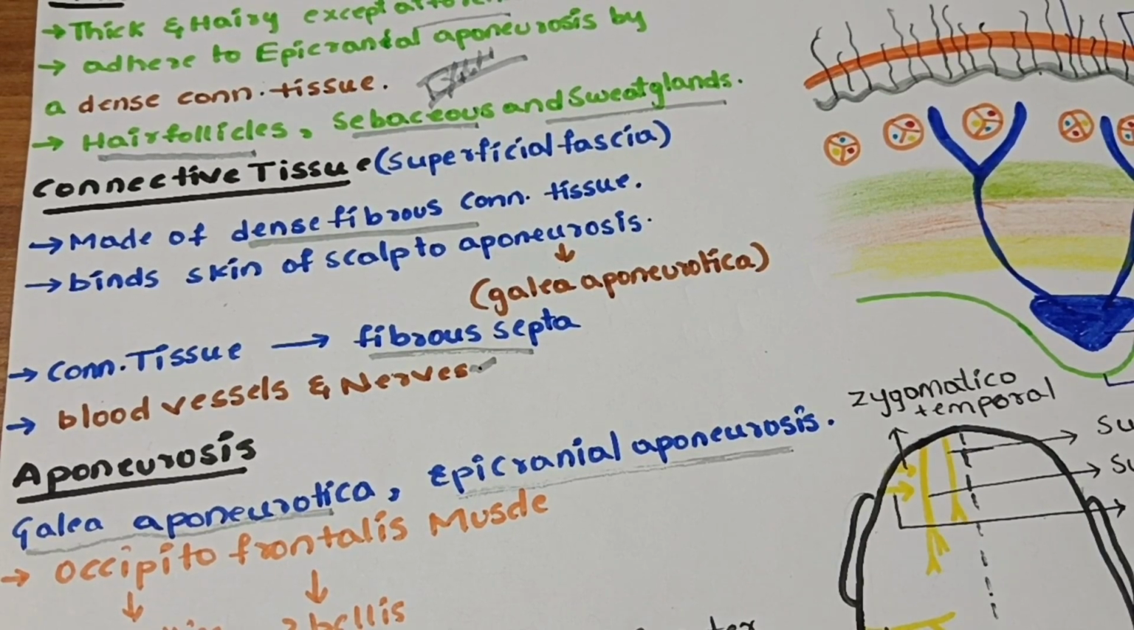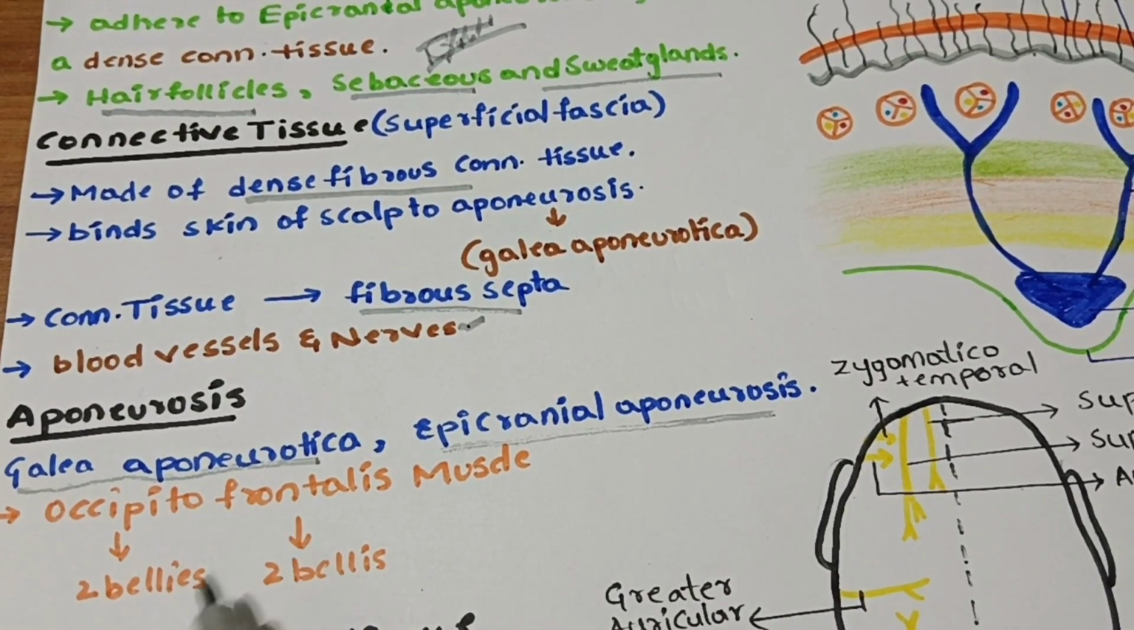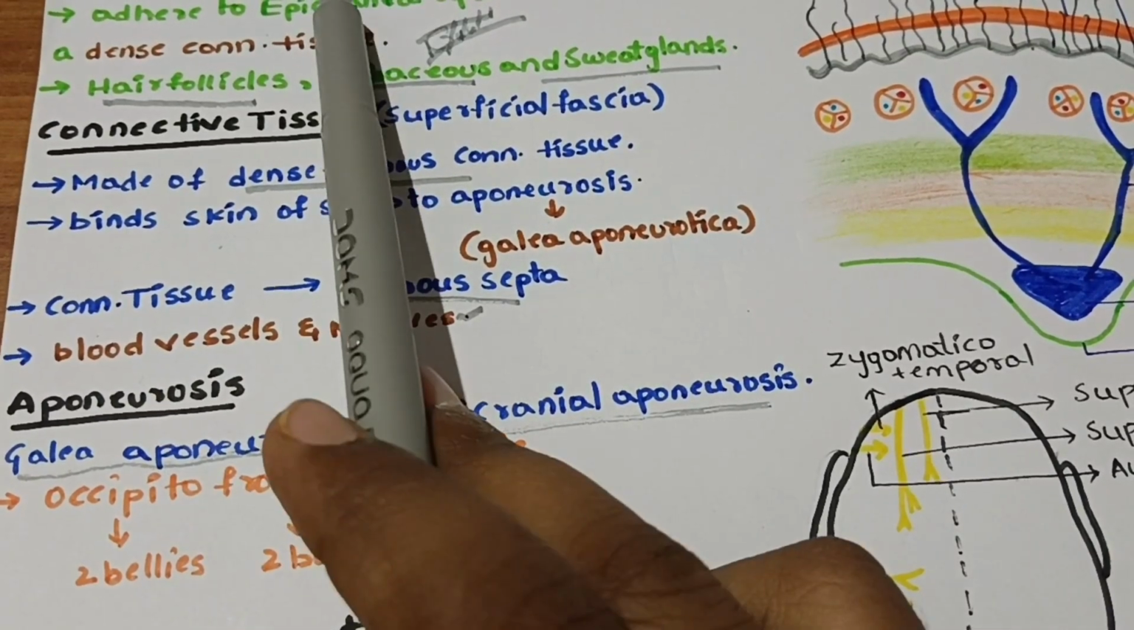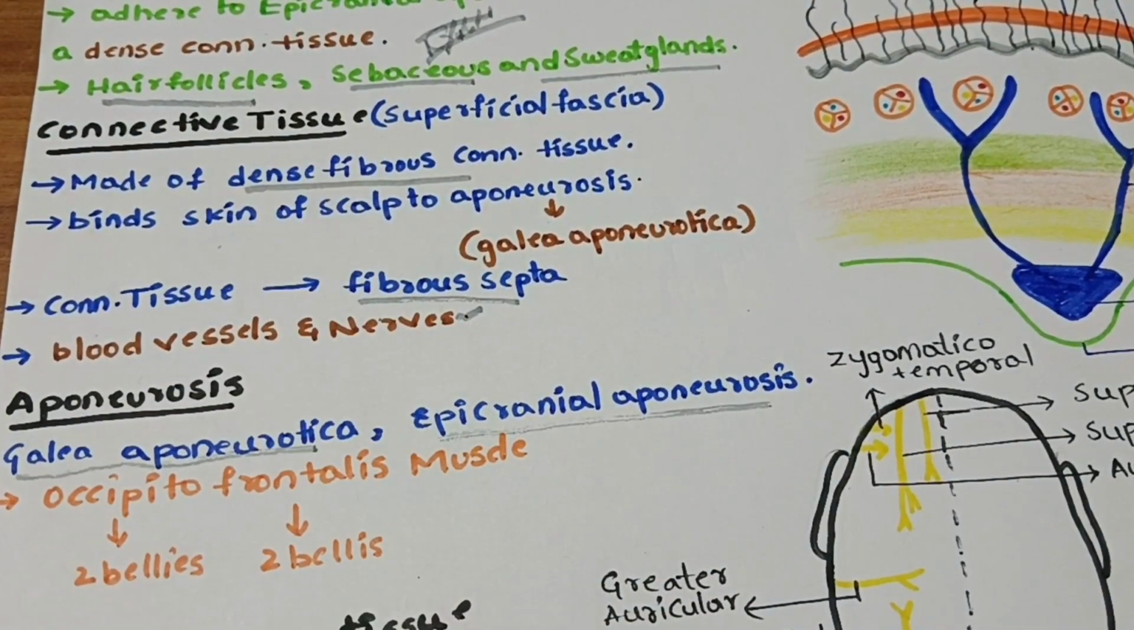From where does the aponeurosis form? It is from a muscle known as occipitofrontalis, which extends from the occiput to the frontal region. The occipital part has two bellies and the frontal part has two bellies. These bellies are supplied by branches of the facial nerve: the occipital by the post-auricular branch and the frontalis by the pre-auricular branch. As I said, the first layer and the third layer are connected by the second layer.